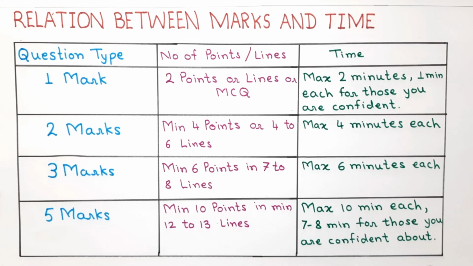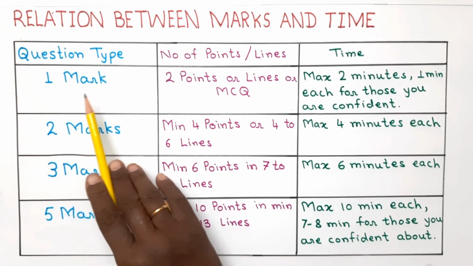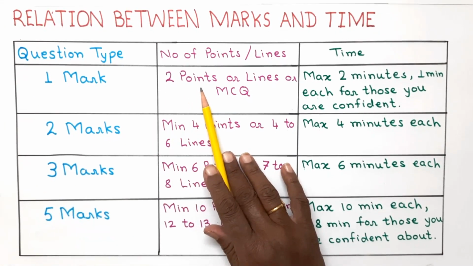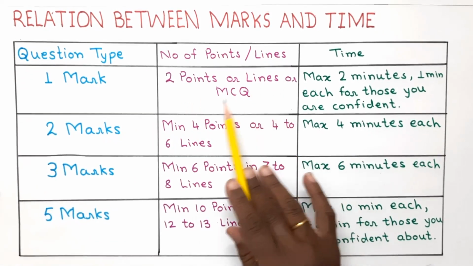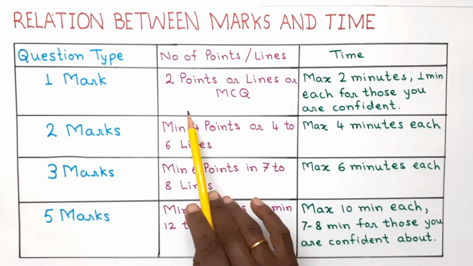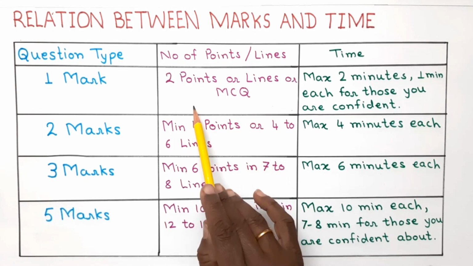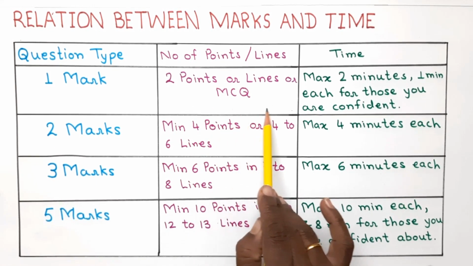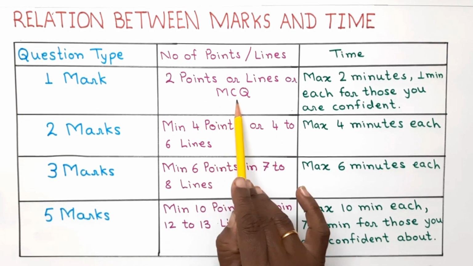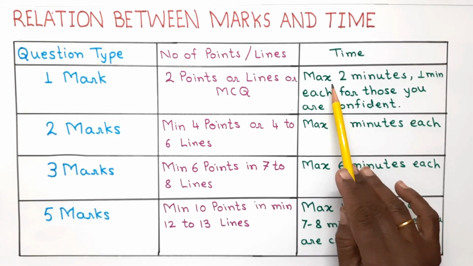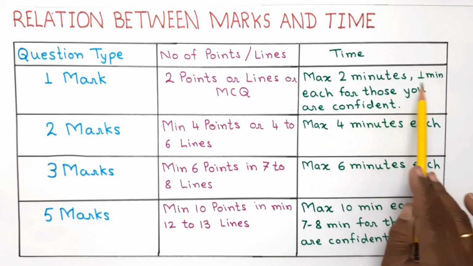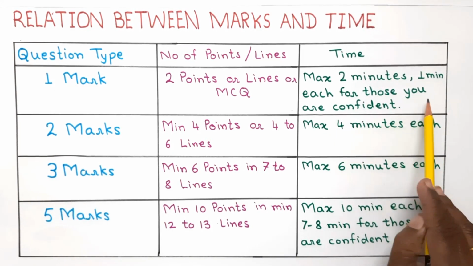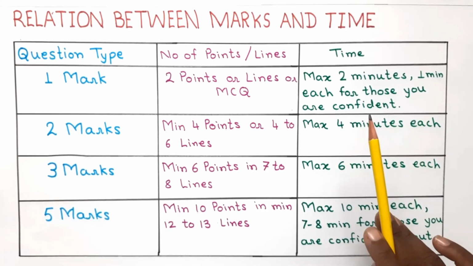So let's understand the relation between the marks and the time. For a 1 mark question, you have to write 2 points or lines, or if it is an MCQ, you have to write the complete option, not just write A or B. You have to write that complete option in the answer sheet. You can give maximum 2 minutes, 1 minute each for those you are confident about.